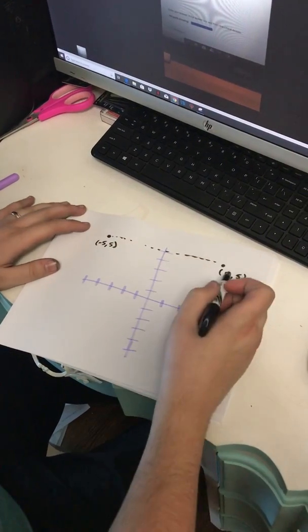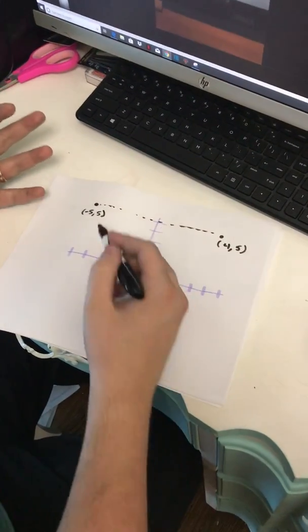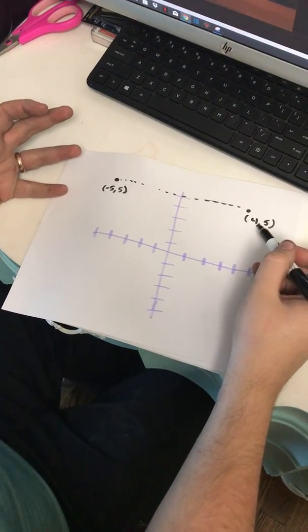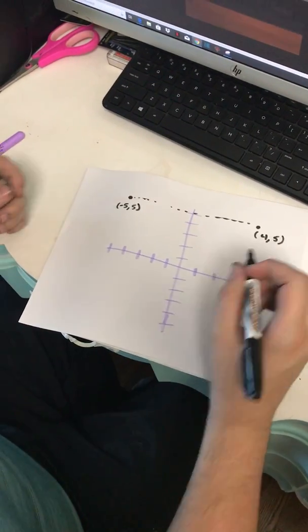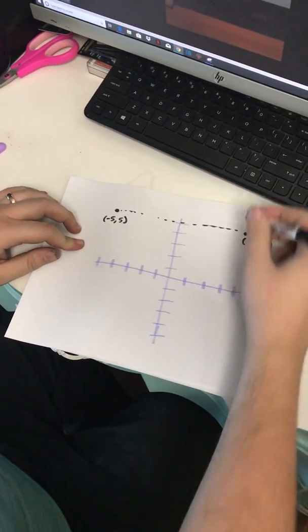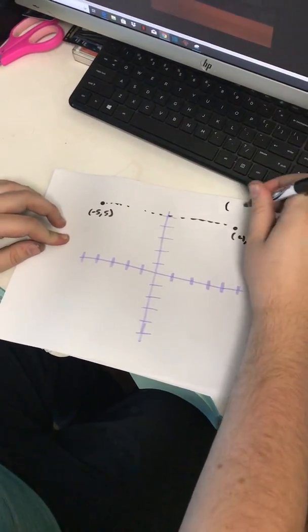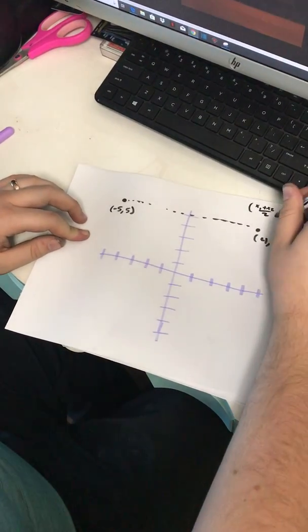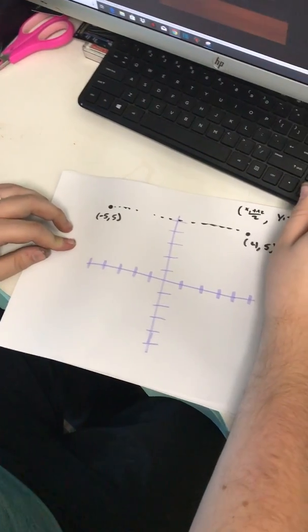Okay, so here's our information from the circle. We have an endpoint of the diameter at (-5, 5), and another endpoint at (4, 5), and that would mean our center of the circle would be at the midpoint of this line. Now you can find the midpoint of the line by adding together the x values and dividing by 2, and then doing the same thing with the y values.